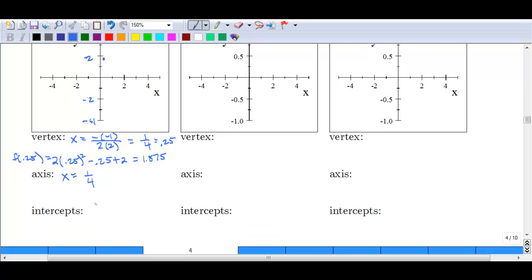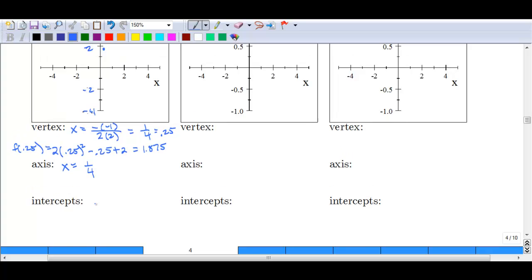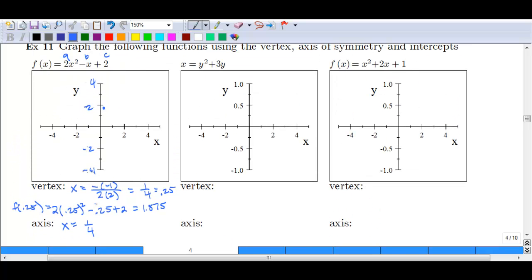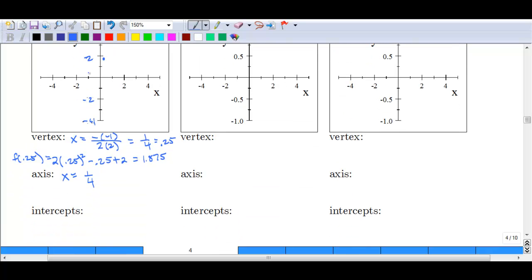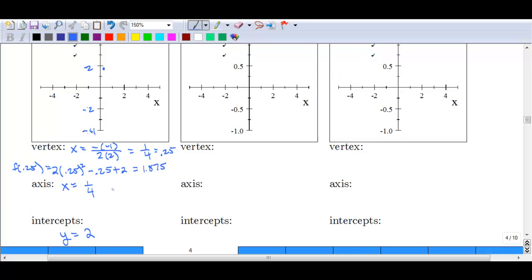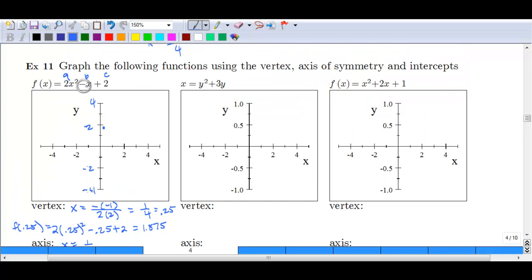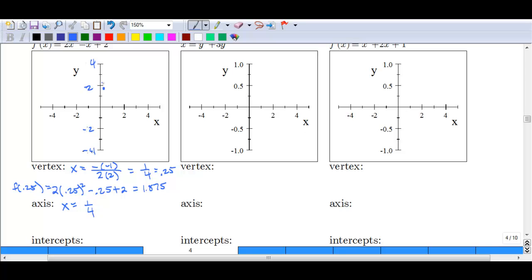And then we can find some of our intercepts. Again, looking here, we notice that since our vertex is here and our parabola is opening up, we're not actually going to have any x-intercepts. All we're going to have is a y-intercept. And our y-intercept in this case is at 2, because if you plug in x equals 0, you just get 2. So we can plot that point as well.